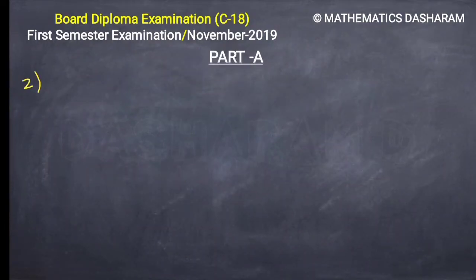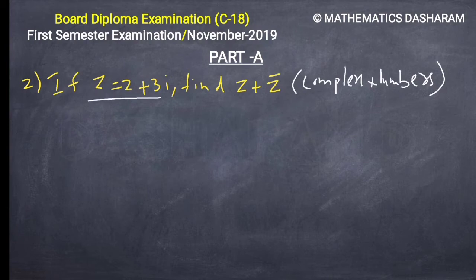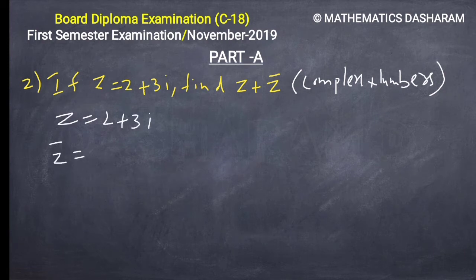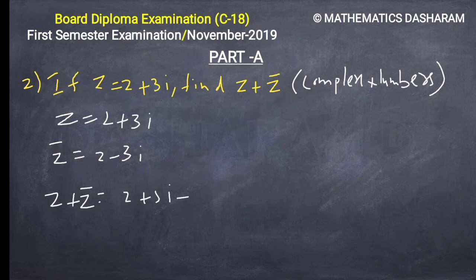Second question is, if z equals 2 plus 3i, find z plus z bar. So this question came from the complex numbers. So given that z equals 2 plus 3i, so z bar means conjugate of z, so that means just change the sign here, 2 minus 3i. So then z plus z bar equals 2 plus 3i plus 2 minus 3i. So here plus 3i minus 3i cancel, 2 plus 2 is 4, our required answer.